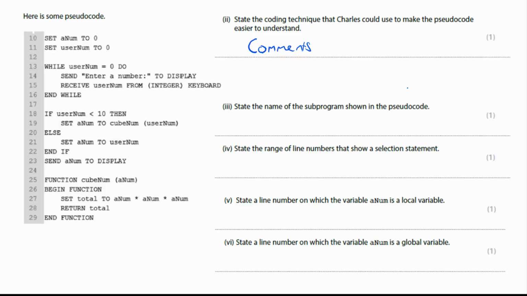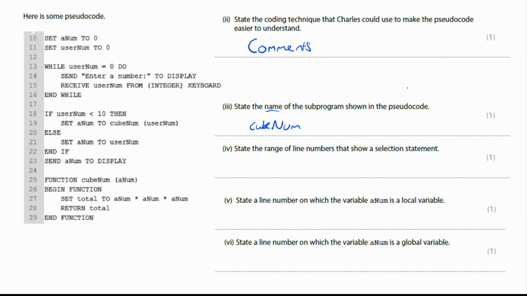We then have to state the name of the subprogram shown in the pseudocode. So subprogram is just like what it says really, a self-contained unit within a program, and we've got a function here. A function is a subprogram, but it does ask us to state the name, not the actual type. So if you wrote down function, you'd get it wrong because the name is cubenum. Other subprograms are like methods or procedures, so it's not just functions.